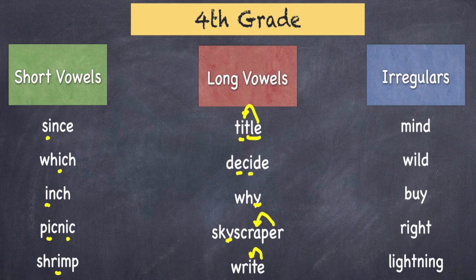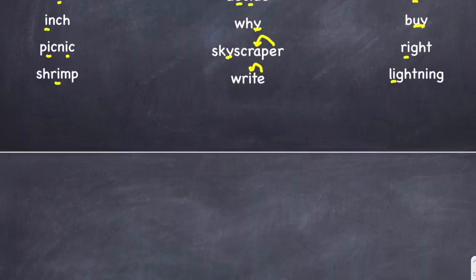Now, the reason why I'm calling these ones irregulars is because there's really nothing there to make the vowel say its name. So, in mind, wild, right, and lightning, there shouldn't be anything that actually makes it say its name. And that's why we're going to call them irregular sounds. And then UY, well, if we apply the 2 vowels go walking rule, well, it should say you, but in this case it says I. So it doesn't follow any phonetic rules.